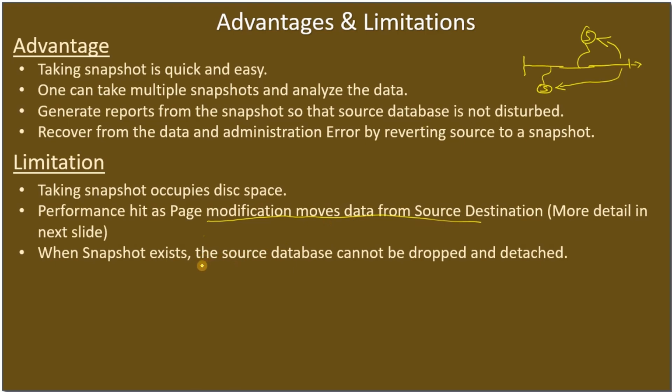When snapshot exists, the source database cannot be dropped or detached. So based on the source database only a snapshot exists. So when there are snapshots like this, if you see here in this picture, there are two snapshots. So this is your main DB. When snapshot exists, you cannot drop the database, or you cannot even detach the database.